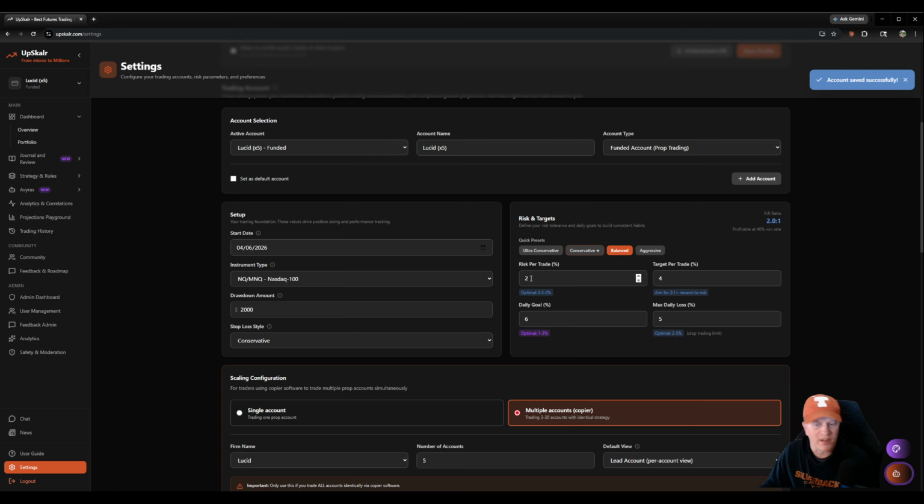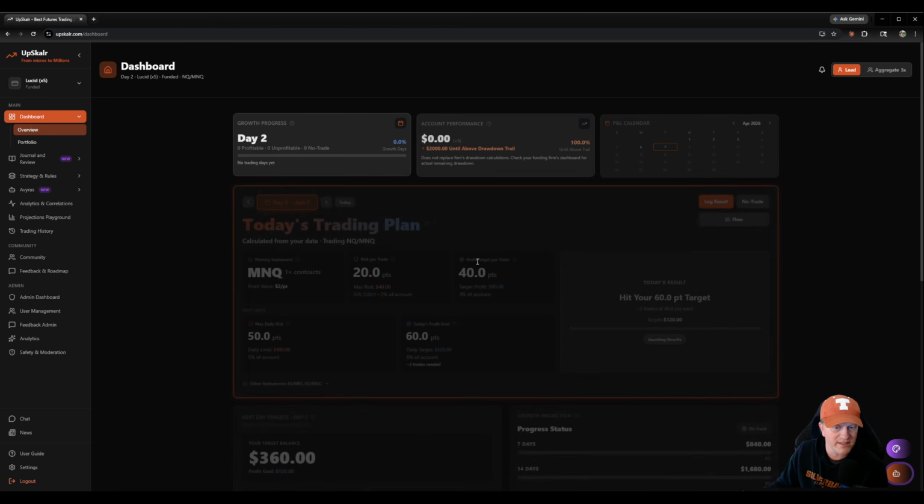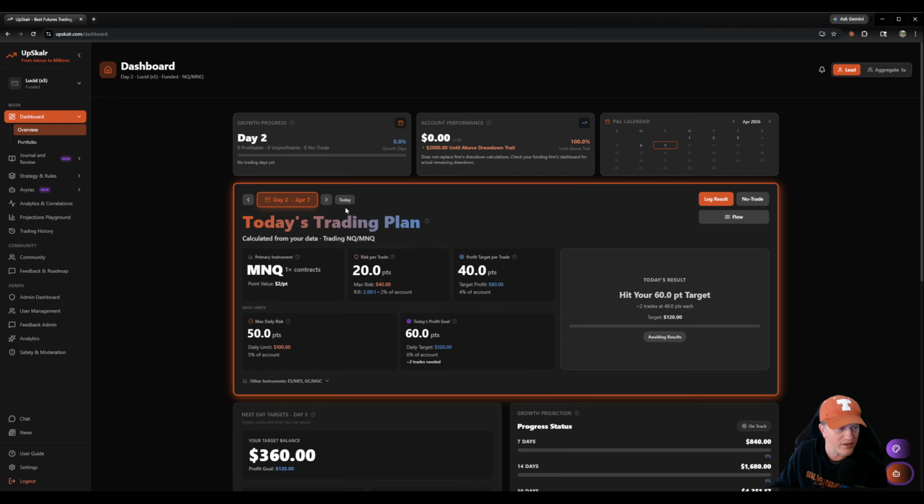Depending on what you have in here on your risk per trade, your target per trade, your daily goal, and your max daily loss, as well as your drawdown amount for your accounts, that is what determines what ends up on this page in this area that you see. So there's an algorithm built into the application, and it's taking several variables and putting them all together in order to come up with a trade plan, a scaling plan for your account.